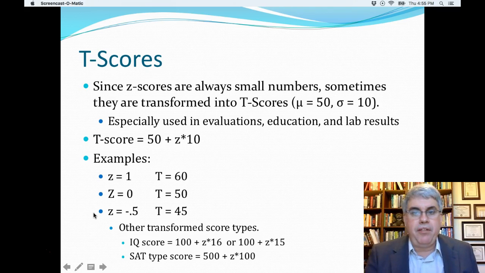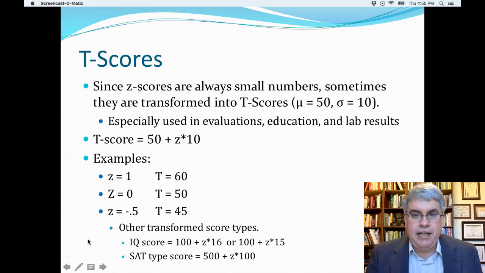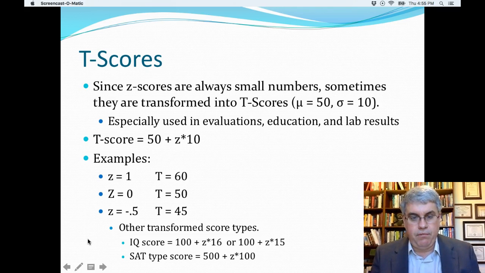Now there's a number of other ways that we transform z-scores also, not just into t-scores. We mentioned IQ earlier. The IQ score is 100 plus the z-score times 16. Or sometimes, since there's two different formulas for calculating IQs, it could be 100 plus z times 15. So if you had an IQ of 116, that would mean you'd be one standard deviation above the norm. You'd have a z of 1.